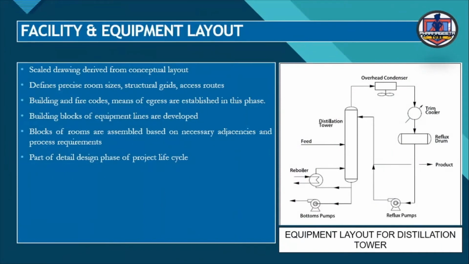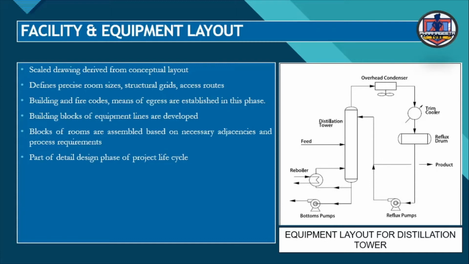So last of all, the third and final type, the facility and equipment layout. Just like a flow diagram of a project life cycle, part of the detailed design phase of the process followed, containing details about the room sizes, grids, structures and access routes. Likewise, from where we are entering, from where we are about to leave the room, dimensions, structures, access routes, etc.